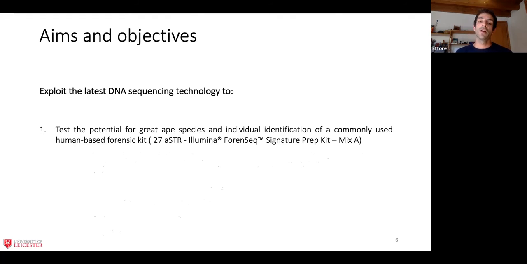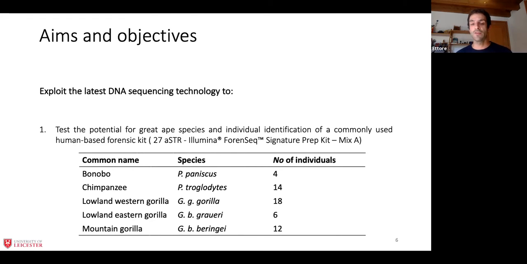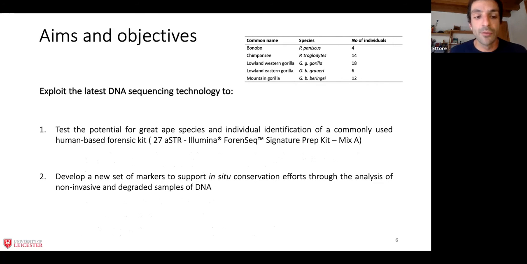The test was run on a sample set of 54 different individuals belonging to 5 different groups of African great apes. Then the second part of my PhD, which will start soon, and is perhaps the most exciting bit, at least in my opinion, is the development of a new kit that would allow me to run the DNA testing directly in the field, without the need of any particular laboratory facility. I'm going to explain this a bit more in detail later on.